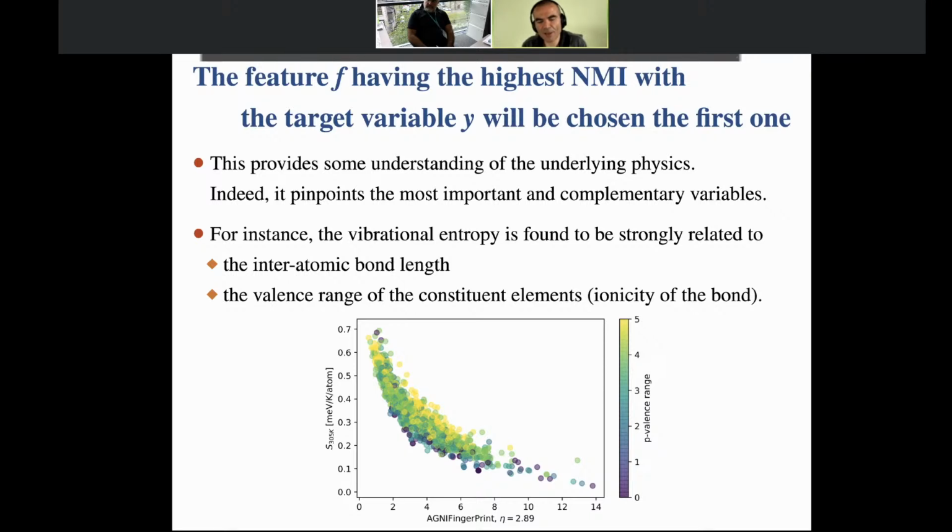And so here with two simple features, you see that when you plot the vibrational entropy as a function of the first feature, and then you color as a function of the second feature, you see that there is a clear trend as a function of the first feature, but there's also a clear trend as a function of the second one, the purple ones being at the bottom and the yellow ones being at the top.